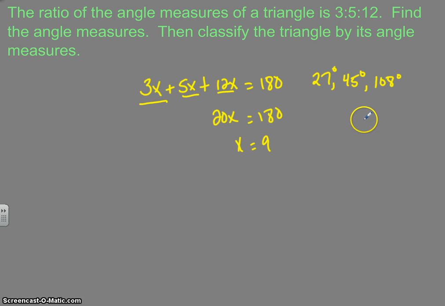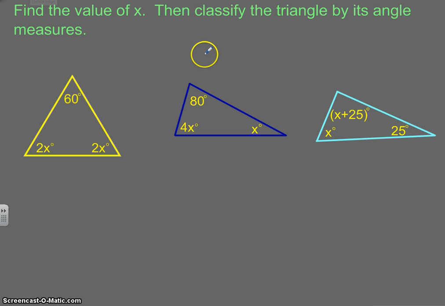Okay? What kind of triangle is this? Classified by its angle measure. We have one angle over 90 degrees. It is an obtuse triangle. First answer, second answer. Okay, next.